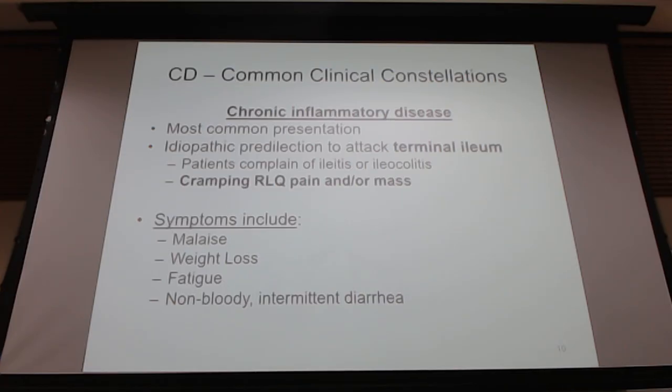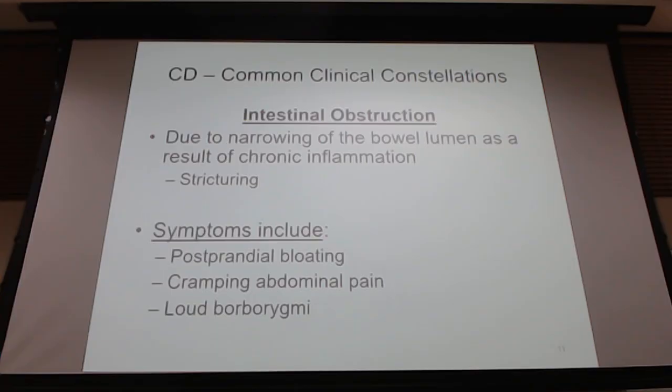Keep in mind there's all different types of levels. It can progress because of narrowing of that lumen from the inflammation, which can result in obstructions. That's from recurrent stricturing that occurs in the GI tract. So a lot of these people will complain of bloating after eating, cramping, abdominal pain, and then borborygmi. We've talked about that as loud bowel sounds, grumbling of the stomach.